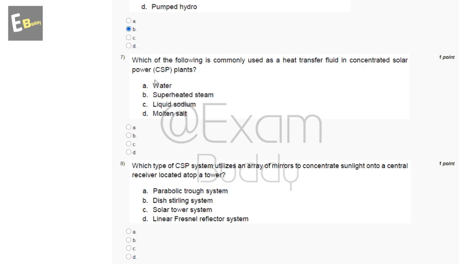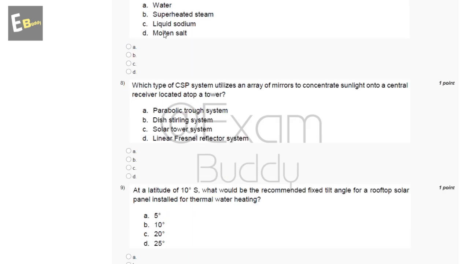Now, the seventh question is, which of the following is commonly used as a heat transfer fluid in concentrated solar power CSP plants? So these are the options: superheated steam, liquid sodium, molten salt. So the answer of our seventh question is D, molten salt.